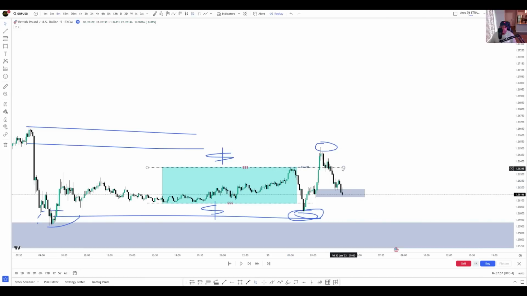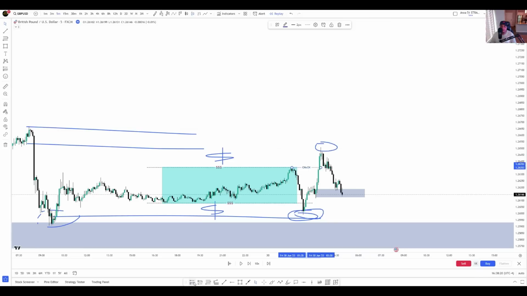Give me 1 second, let me just make things a little bit clearer over here. This was my change of character. Change of character literally means a reversal, when the price reverses from a downtrend to an uptrend, or from an uptrend to a downtrend. You can simply call it reversal. Not a big deal, okay?